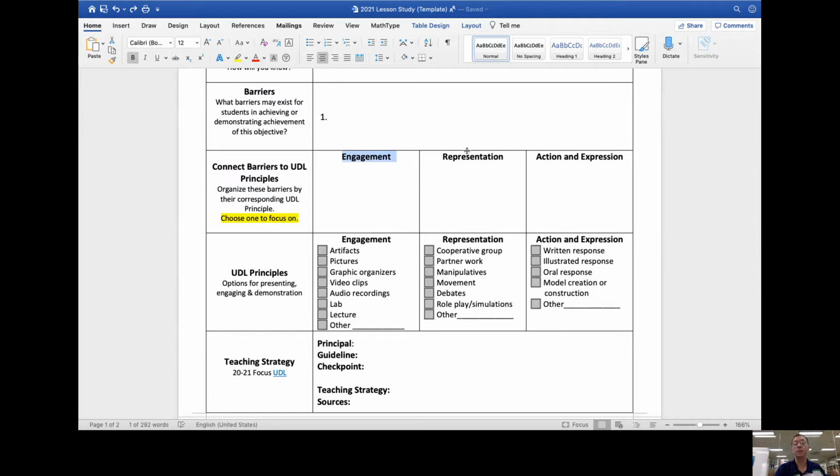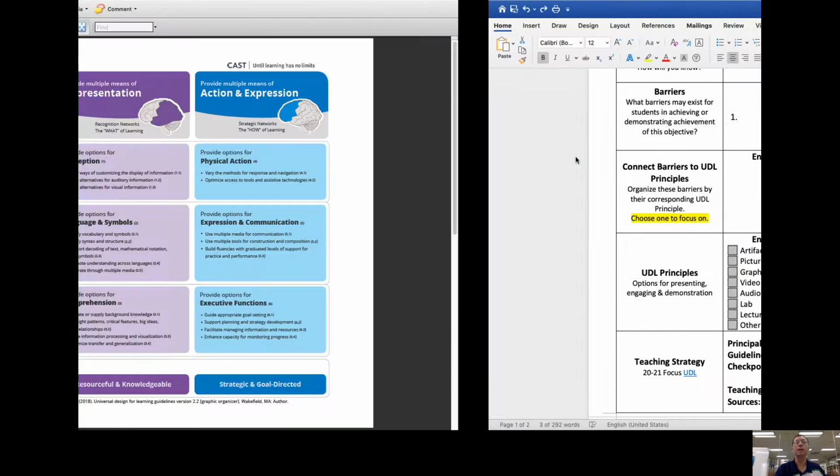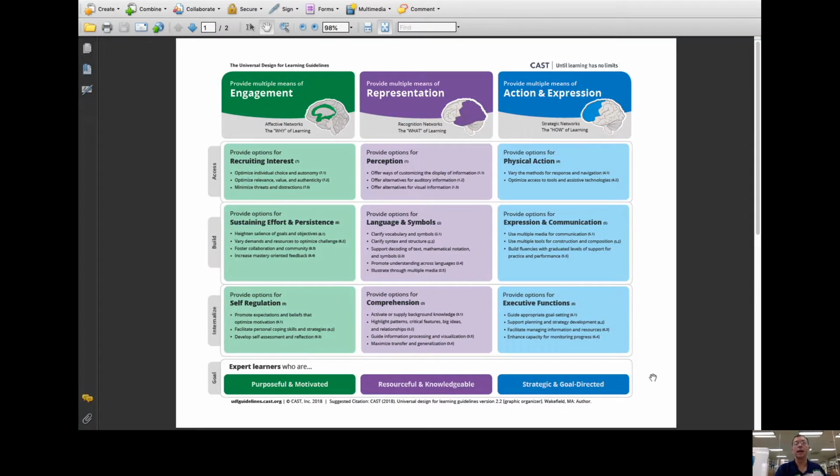Is it an issue of engagement? Is it an issue of representation? Or is it an issue of action and expression? By looking at these guidelines, it'll help you understand them. As you recall, these are the principles, these are the guidelines, these are the checkpoints.